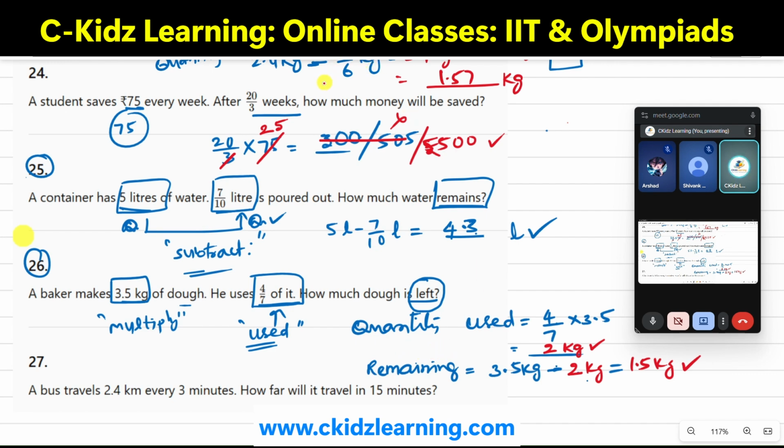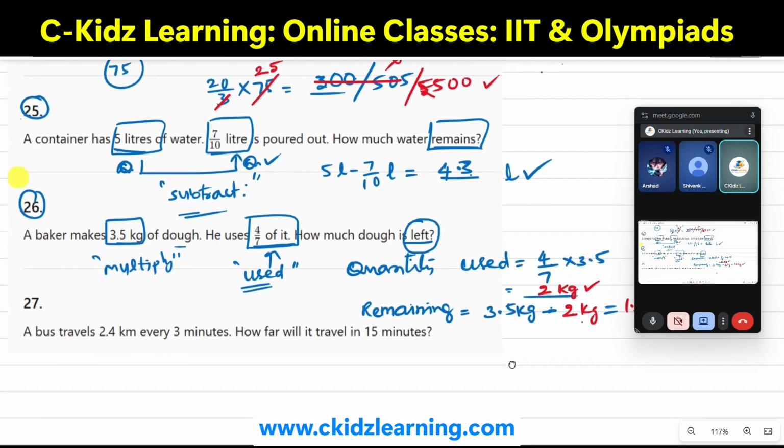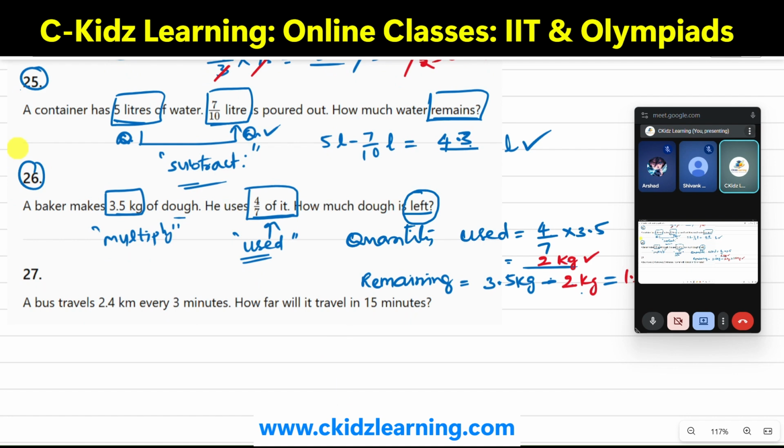Sure, do you get the same thing? Yes, sir. So go to the 27th one. What is the operation that suits here? A bus travels 2.4 kilometers for every 3 minutes. How far will it travel in 15 minutes? So the distance it travels is 2.4 kilometers in 3 minutes, right? In the time period of 3 minutes it traveled 2.4 kilometers. So guess the operation.